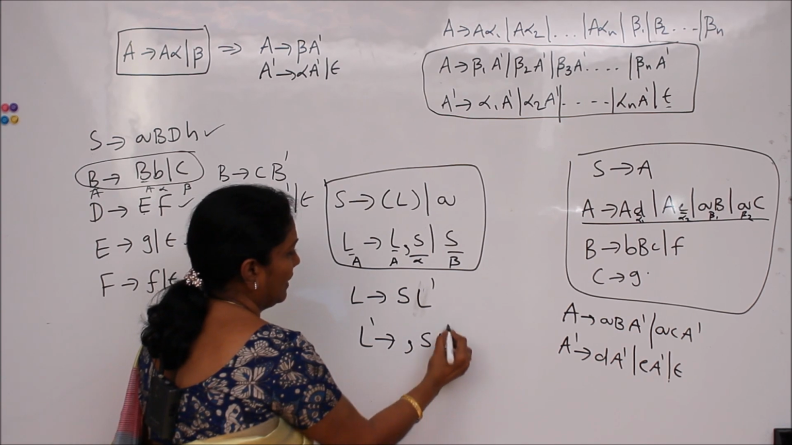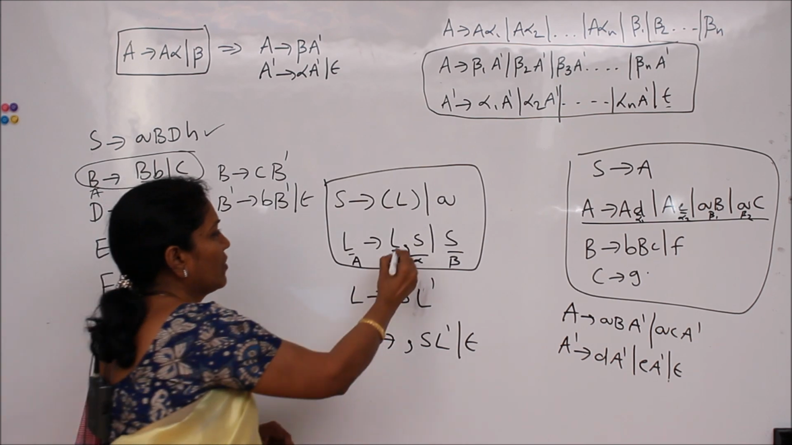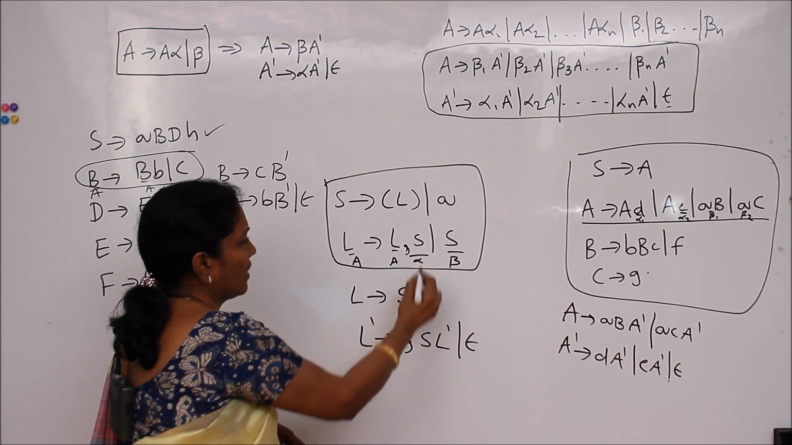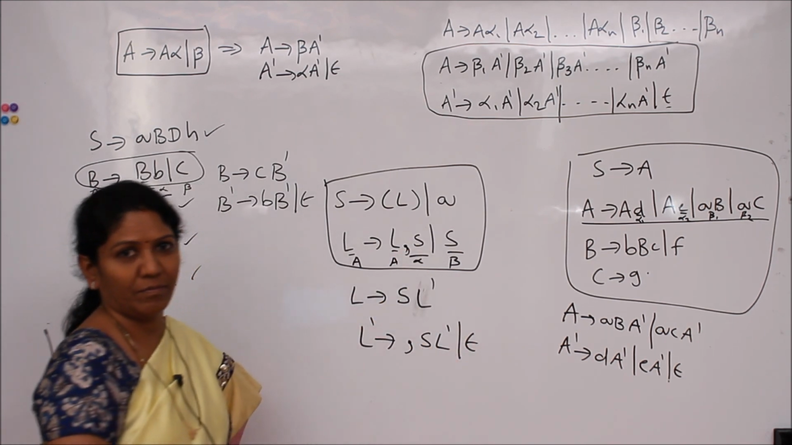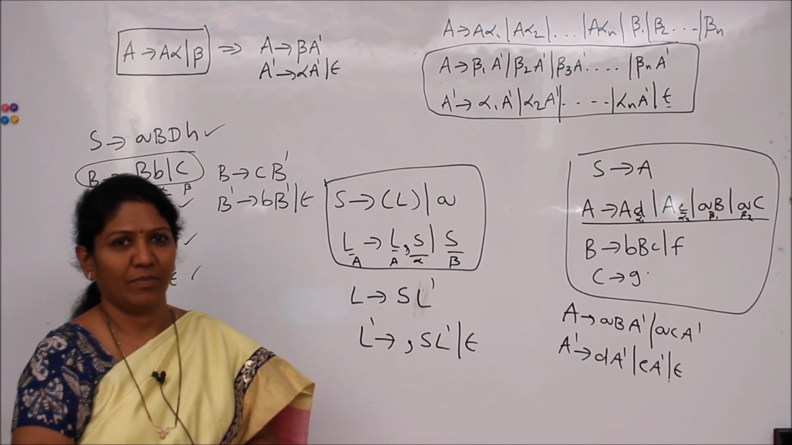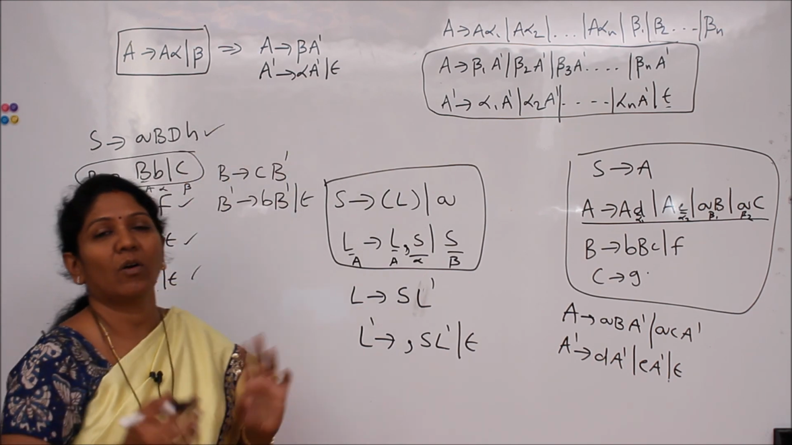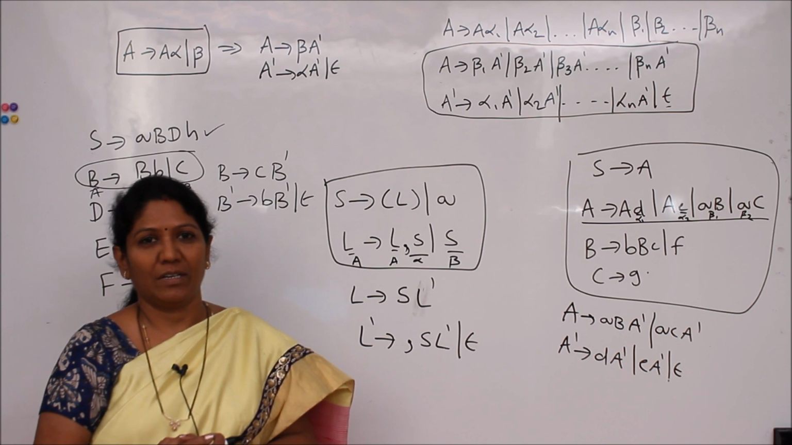here it is comma S L' or epsilon. Comma is also a terminal here. So comma S is your alpha. So alpha A' or epsilon. This A' or L', anything can be used. So that is how, straight away by using this formula, you can always eliminate left recursion.